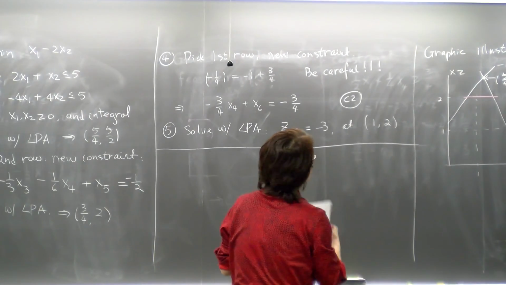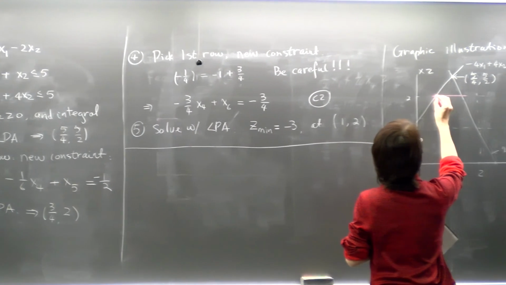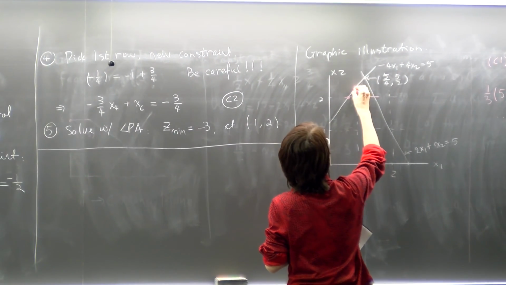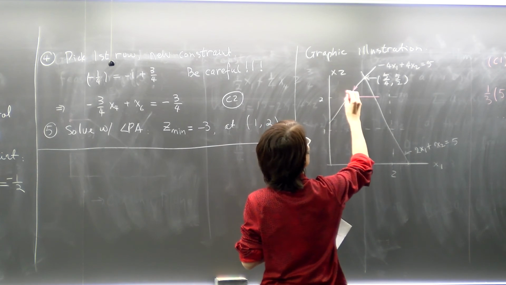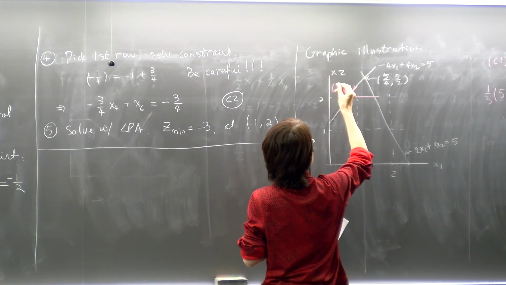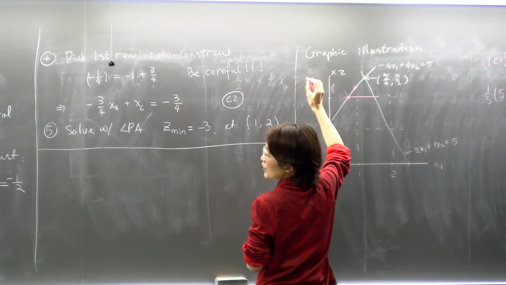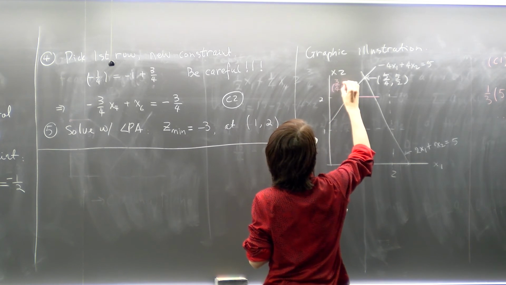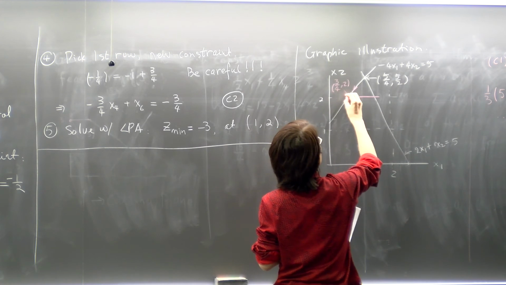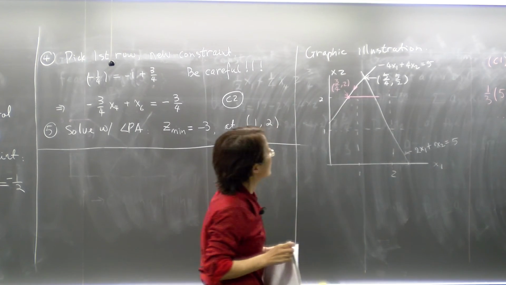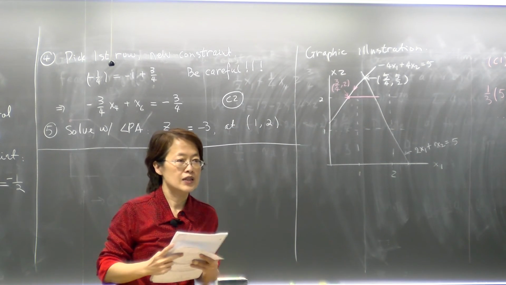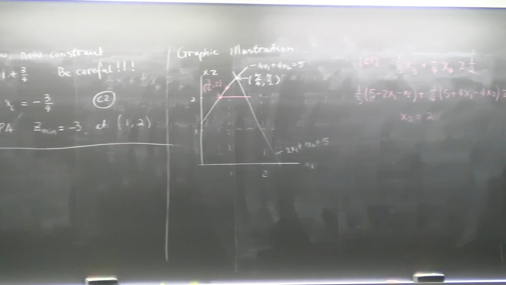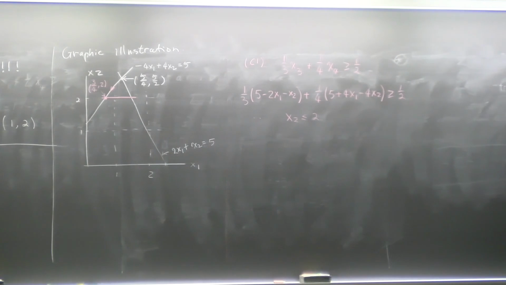So after cutting, I find out the optimal solution is 3/4, 2, which is exactly this corner here. So the optimal solution is moving down to this point, which is 3/4, 2. Is that right? 3/4 and 2. So it kind of makes the x2 coordinate integral, but x1 is still a fractional number.